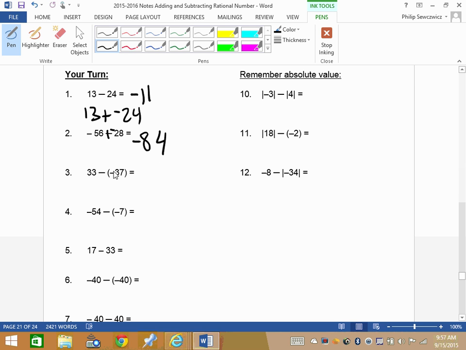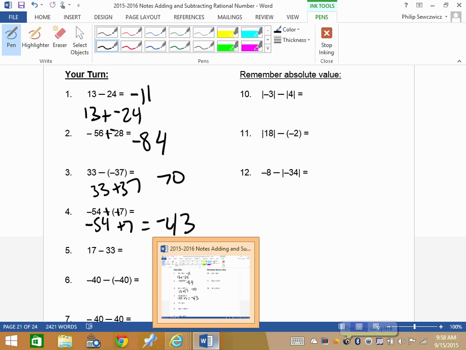So did you notice the double negative? All right, so this is really 33 plus 37. That would give us 70. Double negative. Now, this number stays the same. We're not playing with it. This is what changed. So we're adding its opposite. So plus 7. So now we've got to use our rules for negative 54 plus 7. So we do need to subtract. So that is a 43, but I got more negatives, so it is a negative 40.